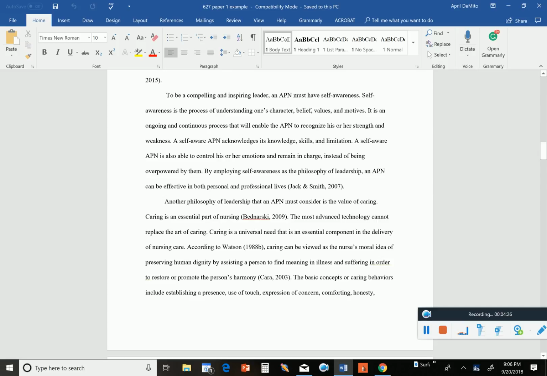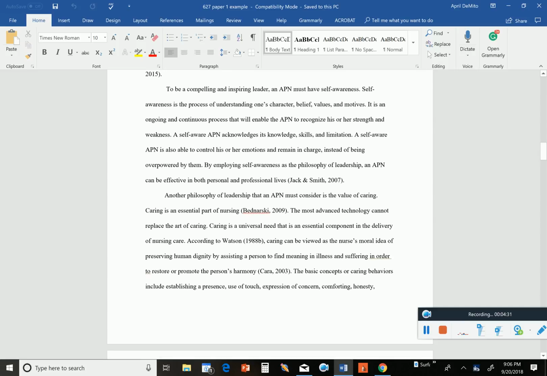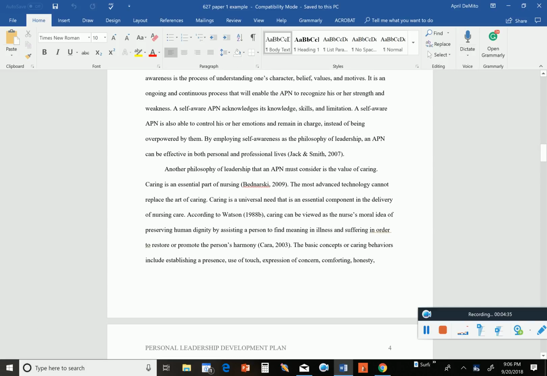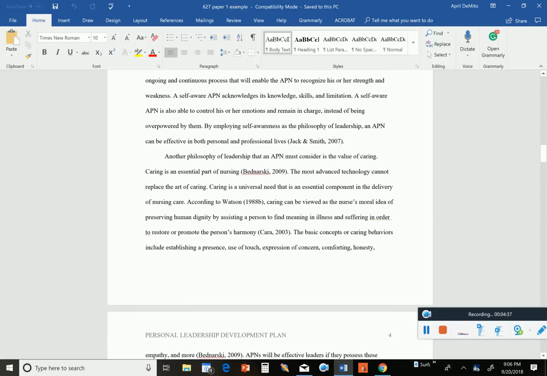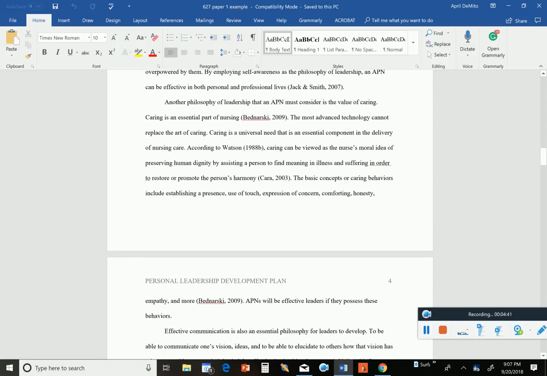So you know that the author is speaking of what she believes to be characteristics necessary to be a good leader. And she does it without having to refer to herself in the first person.